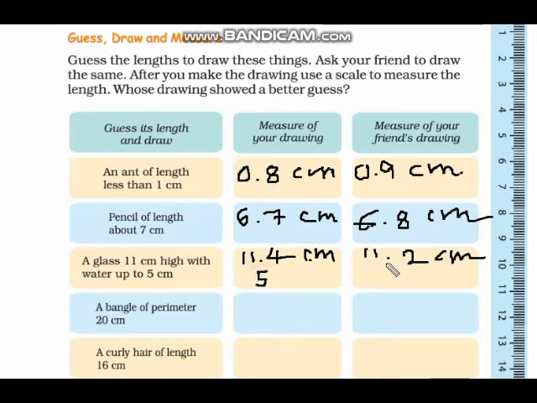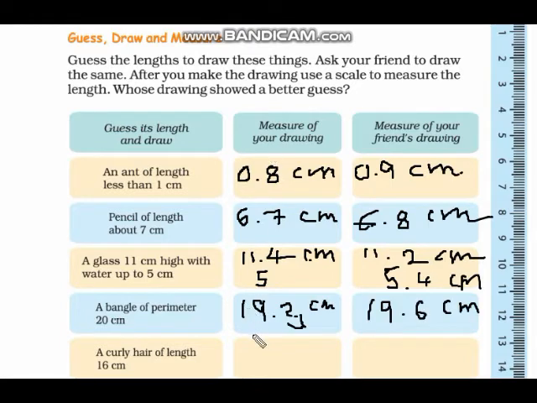Here 5 centimeter, here 5.4 centimeter. But here your drawing showed a better guess. Here measure of your drawing is 19.3 centimeter and measure of your friend's drawing is 19.6 centimeter. So whose measure is closer to 20 centimeter? Here 19.6 centimeter. So here also your friend's drawing showed a better guess.